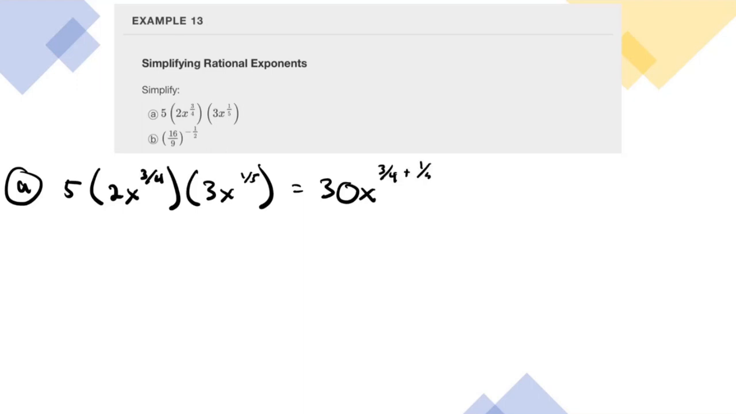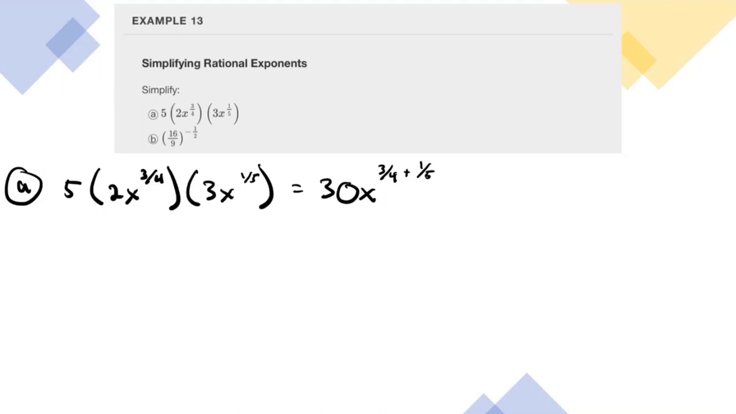So we have 5 times 2x to the power of 3/4, simplifying rational exponents, times 3x to the power of 1/5. So we should be able to add those fractions, right? If we say x to the 3/4 times x to the 1/5, then it should be 3/4 plus 1/5, right? So 5 times 2 times 3 is 30, x to the power of 3/4 plus 1/5. So we just need to do that calculation. I'm going to do that over to the side.